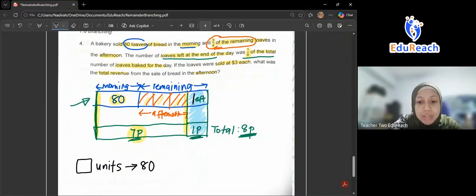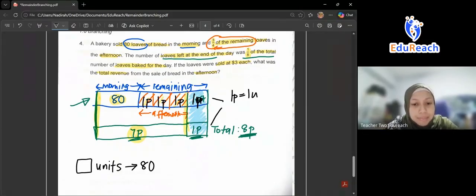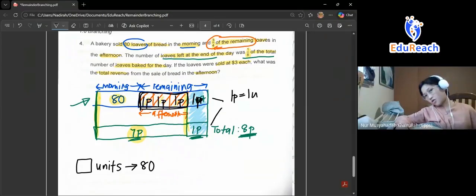So if it's 1 unit on top, that means one part is the same as 1 unit lah. Same. So that means I can replace this with one part. This is also one part. This one part. This one part. So there are 3 parts here. 4 units equals 80, 1 unit equals 20.